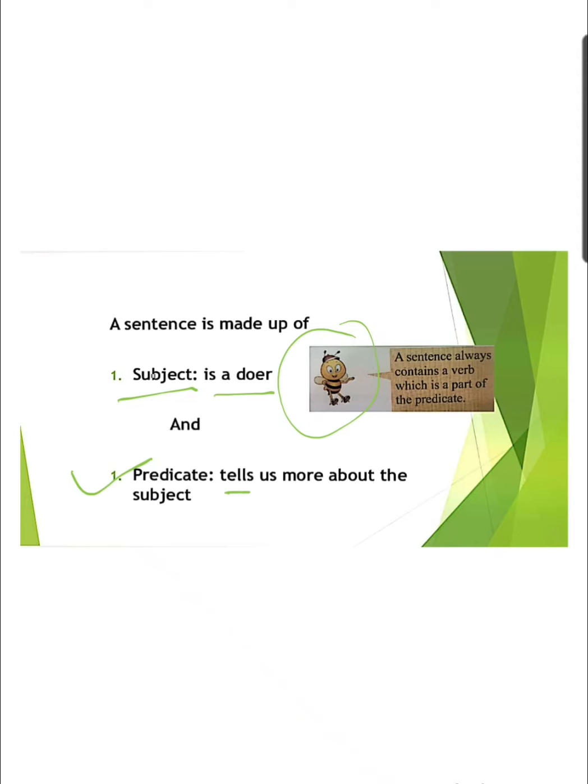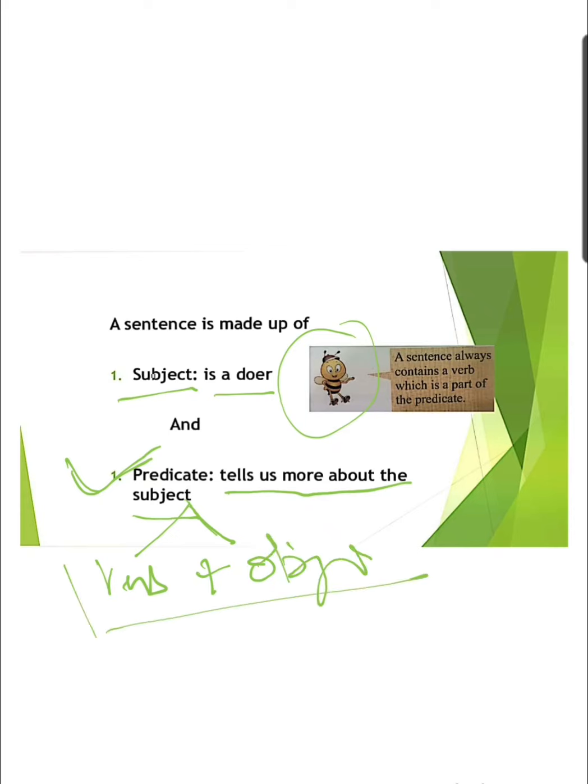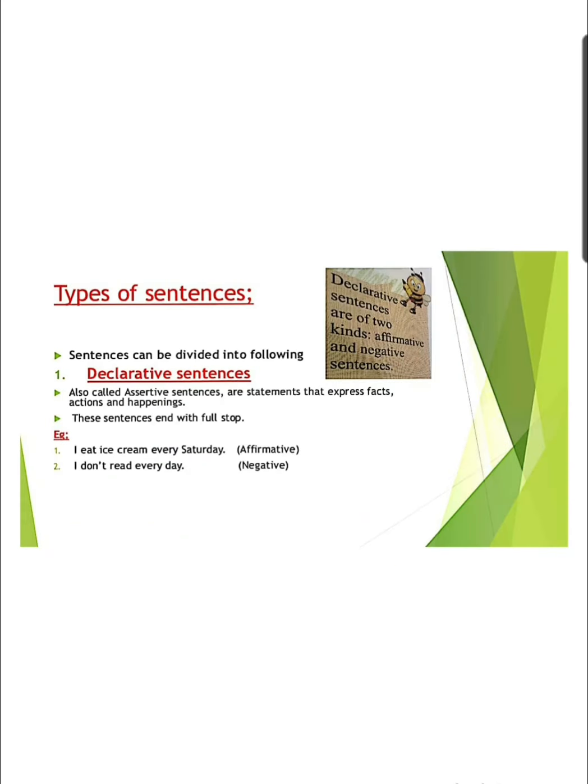Fine, here predicate tells us more about the subject, what the subject is performing and over which thing the subject is performing. Okay, children. Here we can say predicate is the verb and what we said before, the object. Both of these are the predicate. Fine, hope you understand.